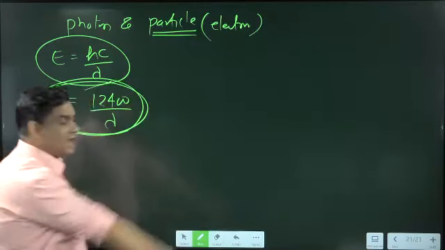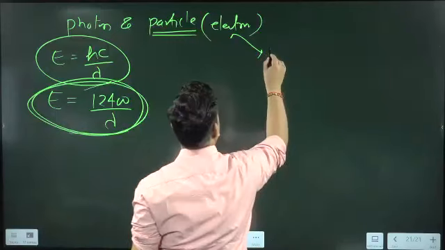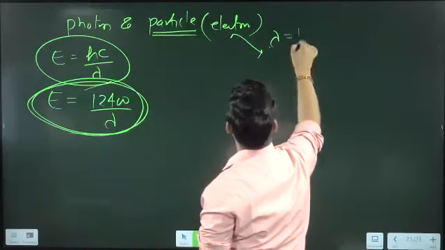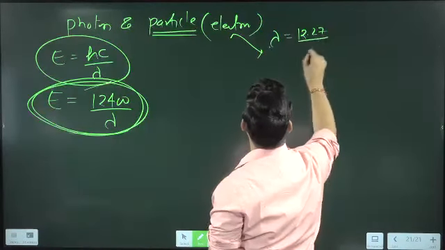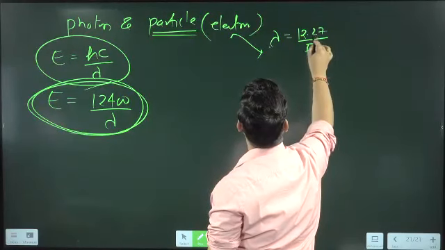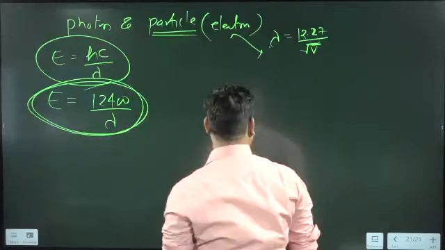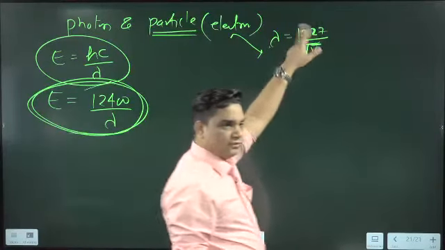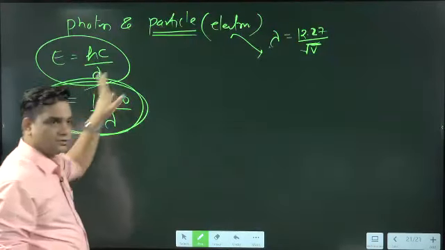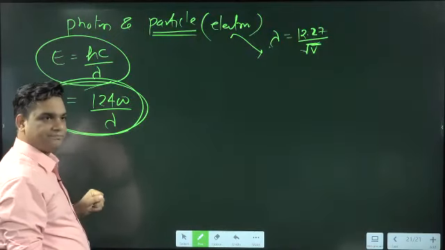And for the electron, we have this formula. Don't make that mistake. Lambda equal to 12.27 by root V. Using this, we can find the energy. Means if I write here, we have this one, and here we have this one. So how clear is the difference in this?